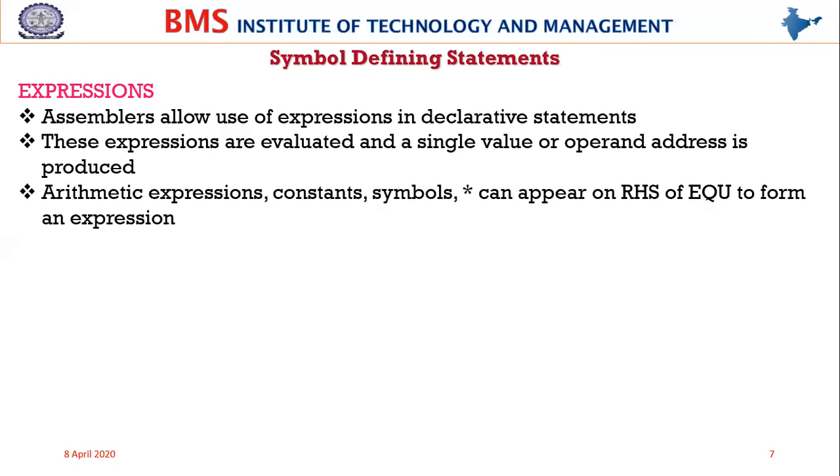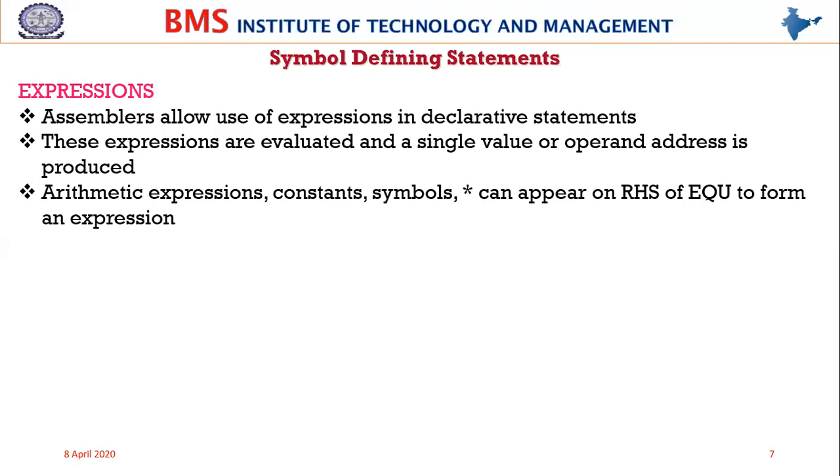Yeah, let's see this. Arithmetic expressions. So in your expression declaration, what all can you have? You can have arithmetic expressions: addition, subtraction, multiplication, division. You can also have constant symbols, constant values, or constants already declared. You can have symbols, one symbol getting the value of another symbol, something like A is equal to B, fine. Or you can also have a star on the right hand side of your expressions. The expressions are specified by using EQU, which is again a symbol defining statement, which we have just seen.